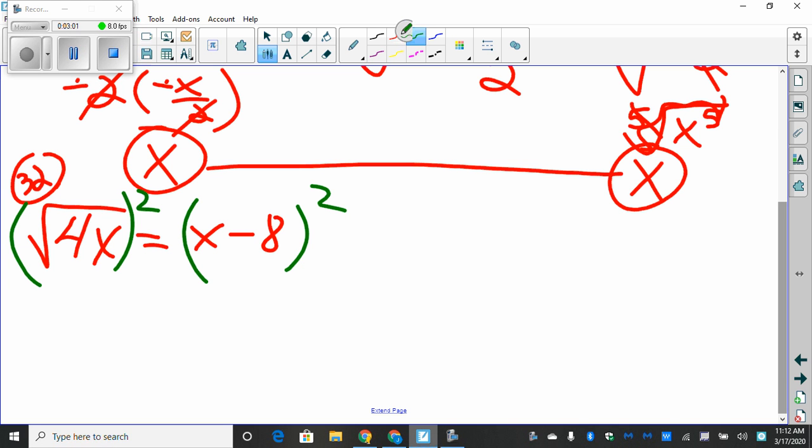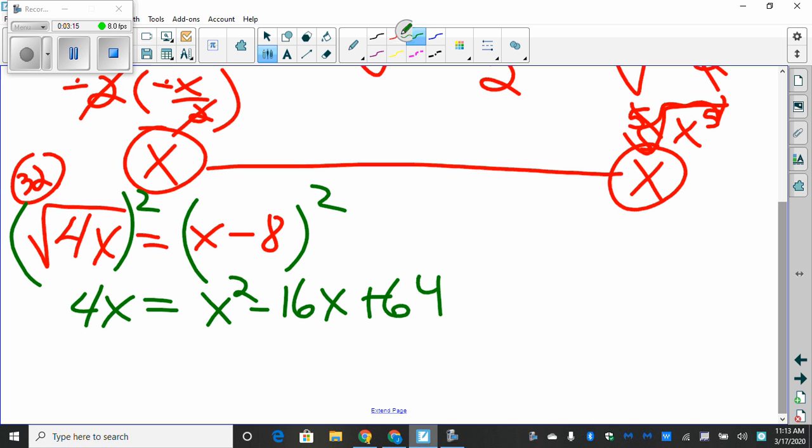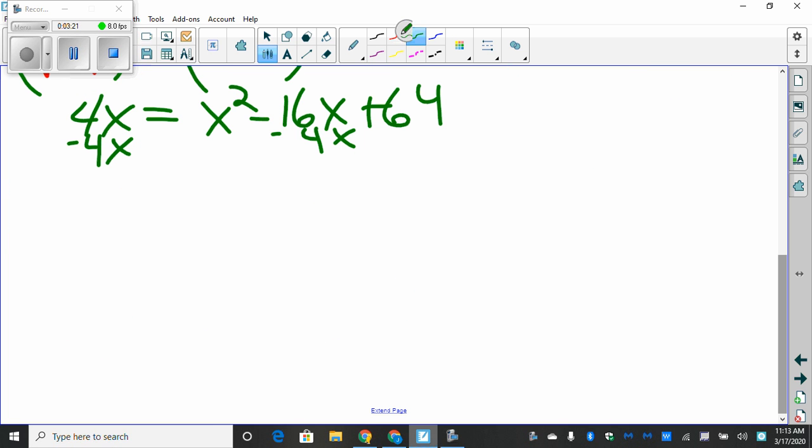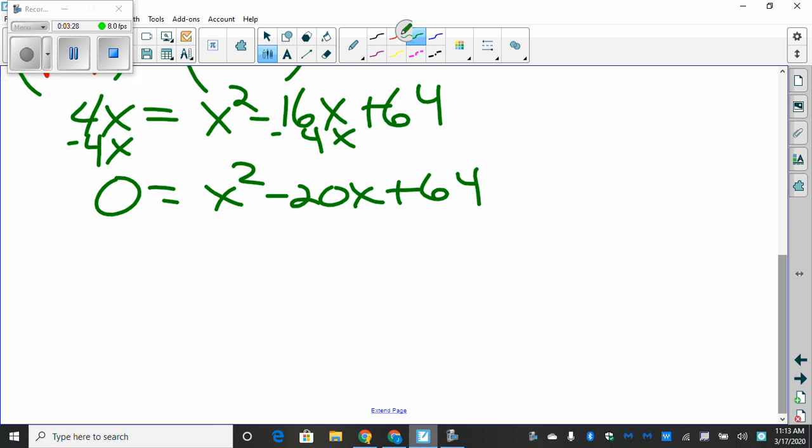Well, the square root of 4x squared is simply going to be 4x. This one, if you work it out, will be x minus 8 times x minus 8, which will be x squared minus 16x plus 64. Well, it's just a quadratic now, so I've got to take away the 4x from both sides, which will then leave me 0 equals x squared minus 20x plus 64. And that's a quadratic equation which will factor, believe it or not.